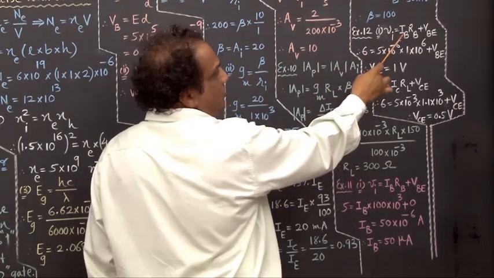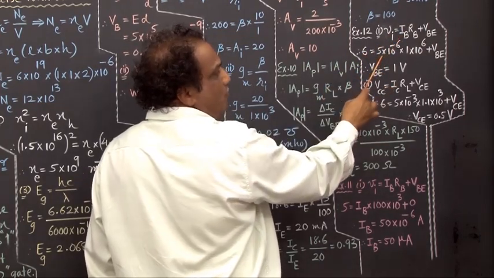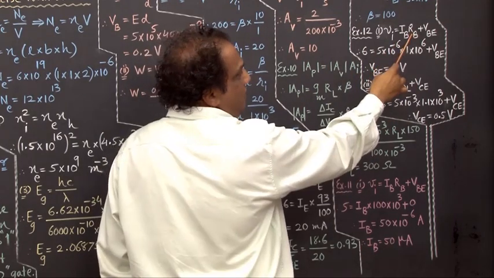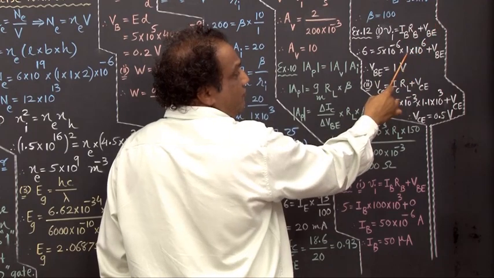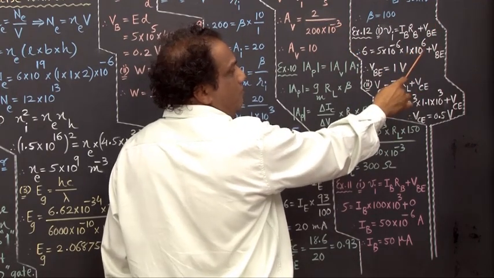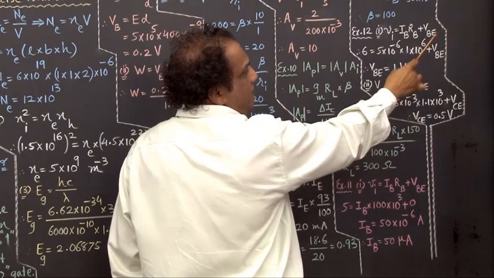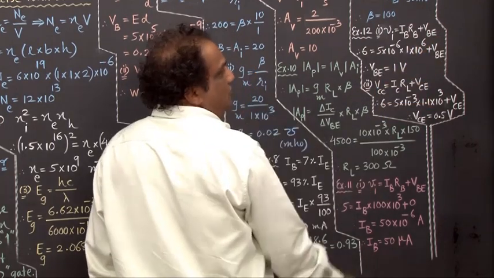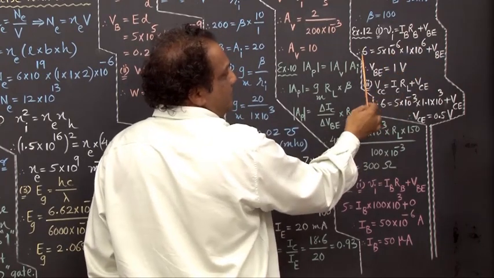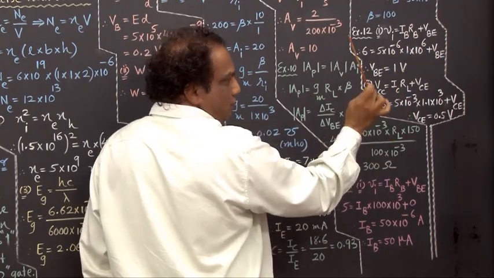Fine. What about base current? Base current they have given 5 microampere converted into ampere by multiplying 10 raised to minus 6. And what about RB? Base resistance they have given 1 mega ohm. Mega ohm you must convert into ohm by multiplying 10 raised to plus 6. And VBE value we want to find out. Find out VBE, 10 raised to minus 6, 10 raised to plus 6 will cancel. 6 minus 5, that is 1 volt.